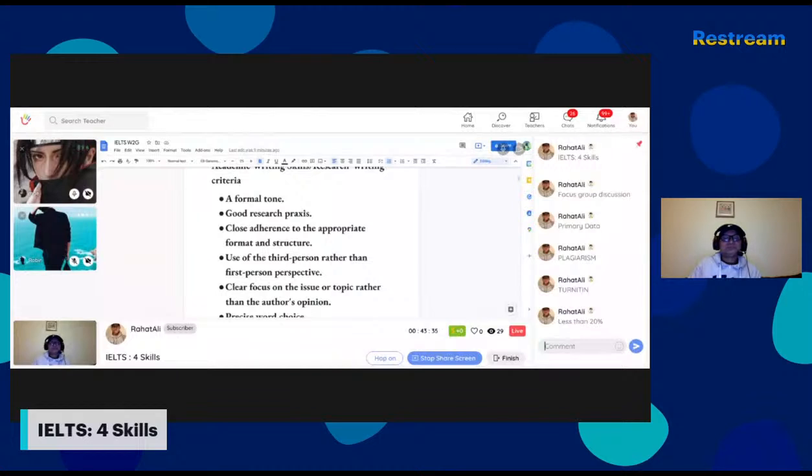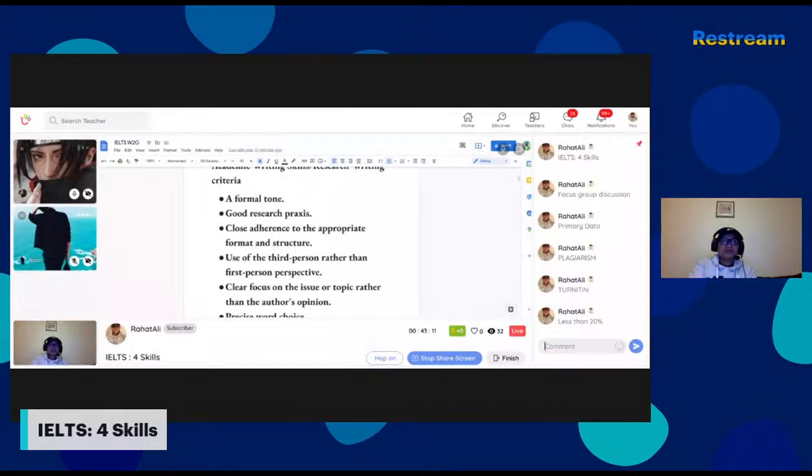Okay, so the next one is close adherence to appropriate format and structure. So you're going to follow the format, your writing format, and structure. Use the third person, as you know. We do not use "I'm going to write"; rather, "this paper will describe," or "it will be described" if you want to write it in passive voice.